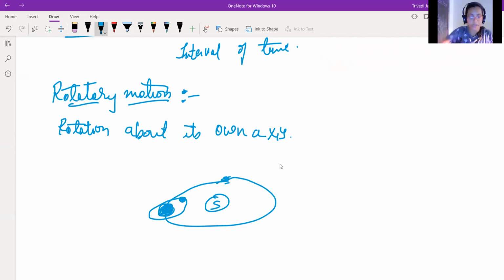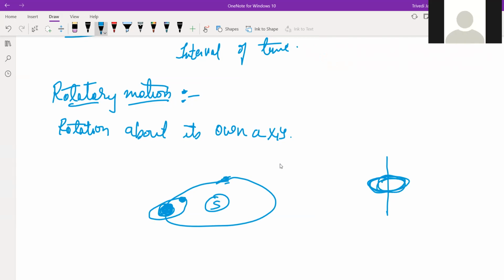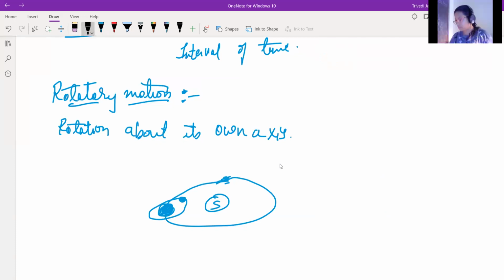Sir, but in rotatory motion, we can't specify it as an object, no, sir? No, we can, why not? If anything is rotating about its own axis, we can assume this is the object. Okay, spinning top is the object. That is your rotatory motion.